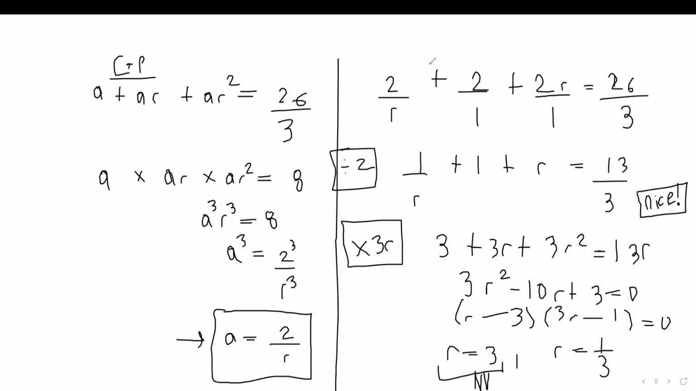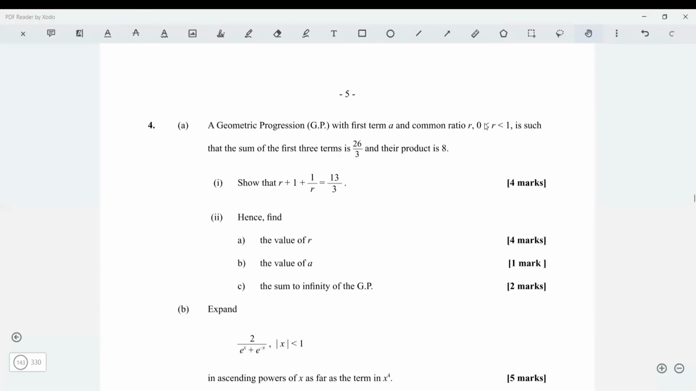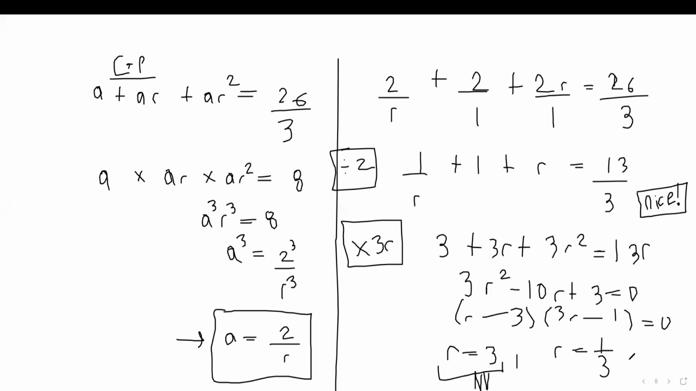It's not valid because, as we said at the start of the question, r has to be between 0 and 1. It can't be bigger than 1. So in a case like this, r just equals 1 over 3. That's the answer. And then we already know A.